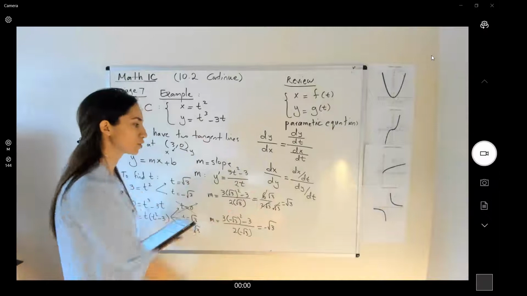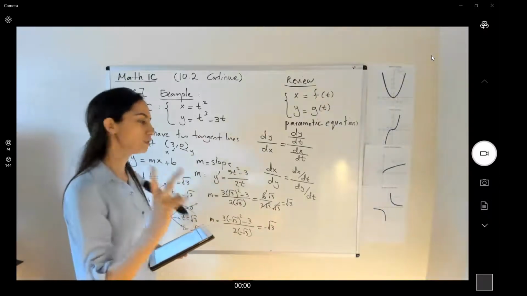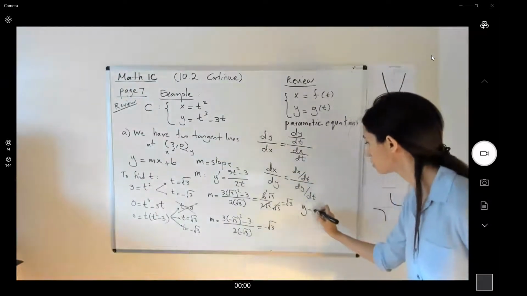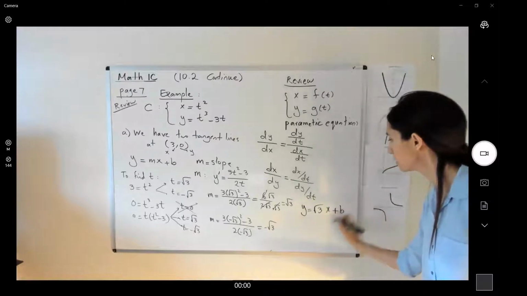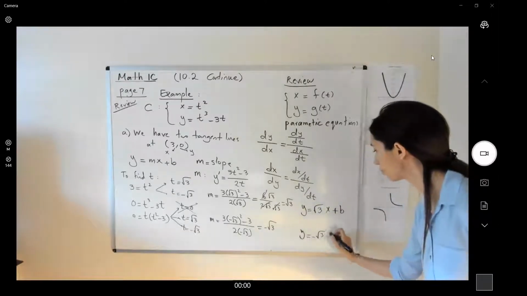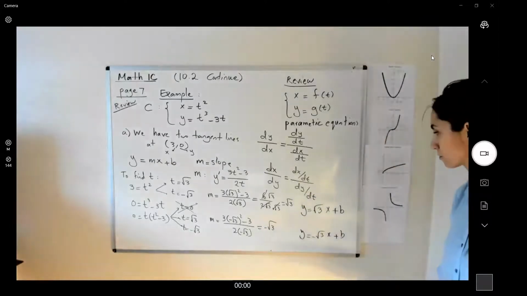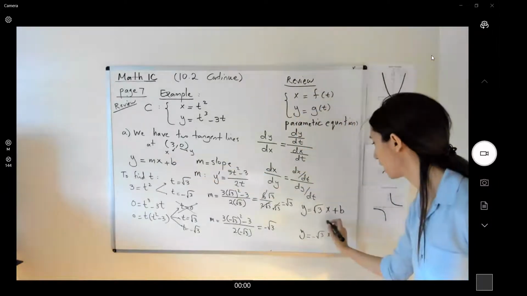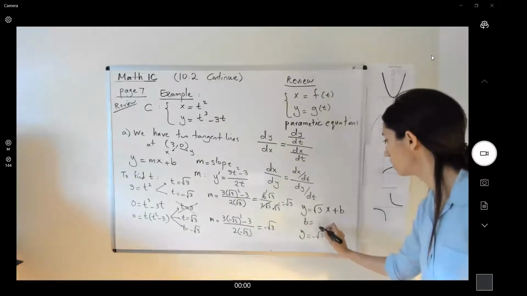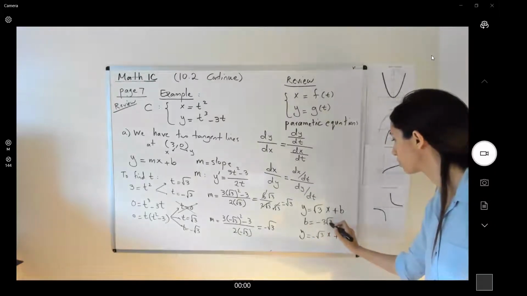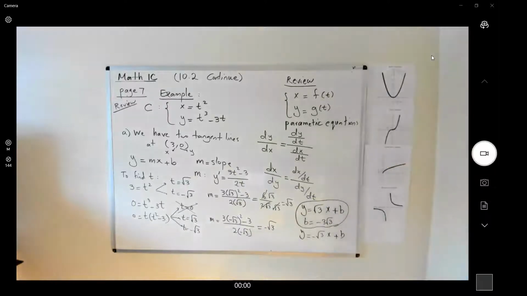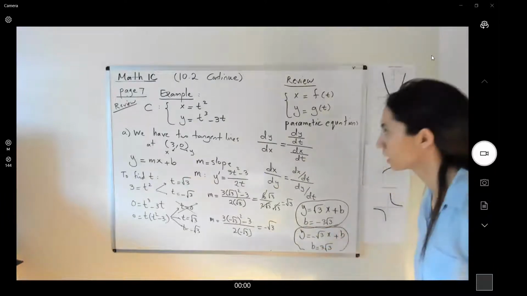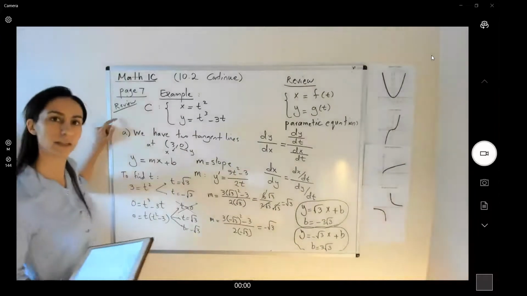Since we have two slopes, we can write two equations of tangent lines. y equals square root of 3 times x plus b and y equals negative square root of 3 times x plus b. Our x is 3, our y is equal to 0. So here you have b equals negative 3 square root of 3. And for the second equation, you have b equals 3 times square root of 3. So this is what we did on Monday.